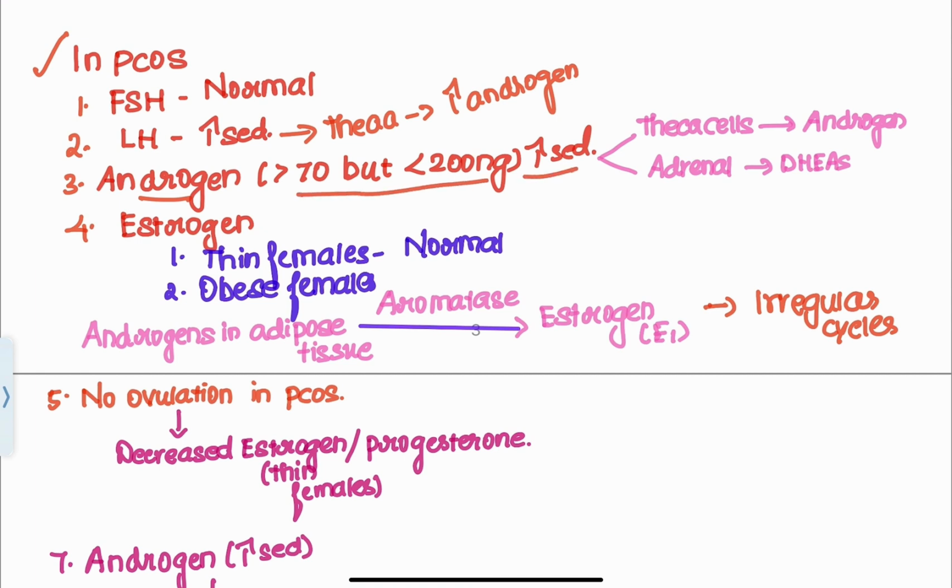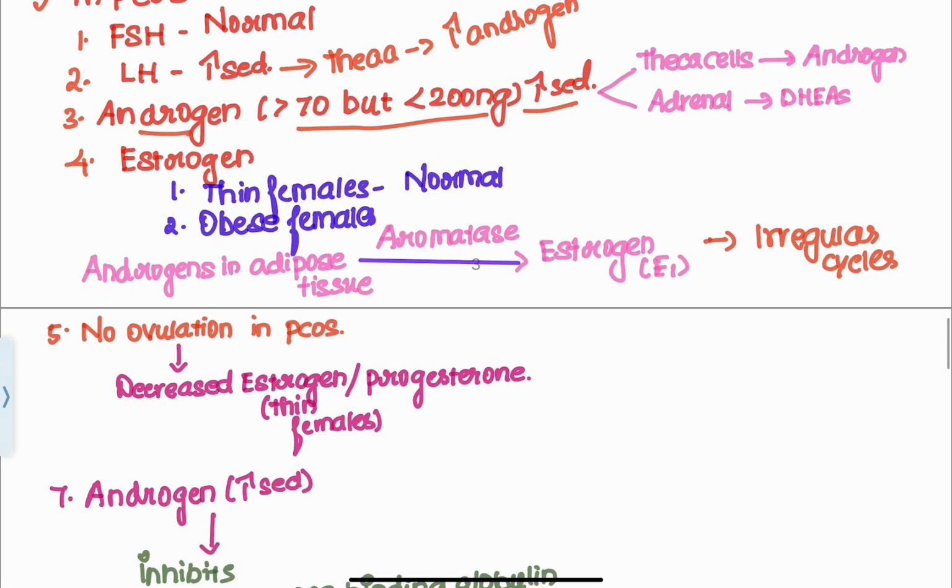So the levels of androgens are actually increased, which is between 70 to 200. So theca cells produce androgens and adrenals produce dehydroepiandrosterone sulfate. Is that clear? Yes. And what about the estrogen? When we talk about the estrogen, in thin females, the estrogen is going to be normal. But in obese females, the estrogen is going to be increased.